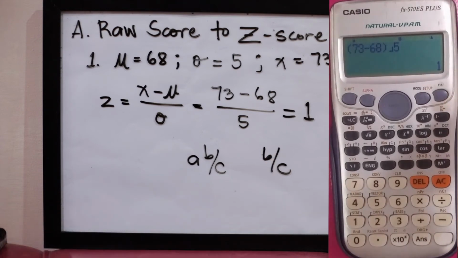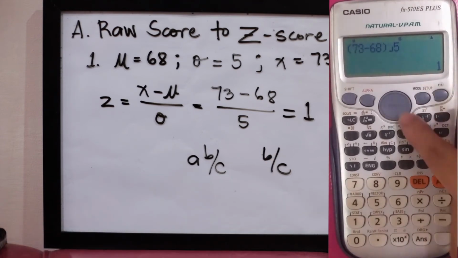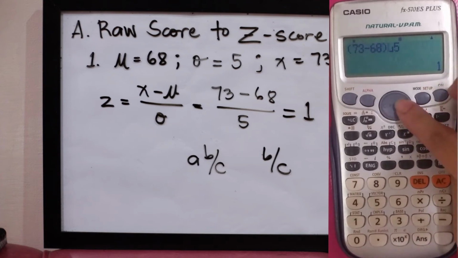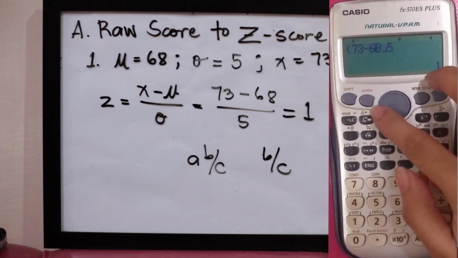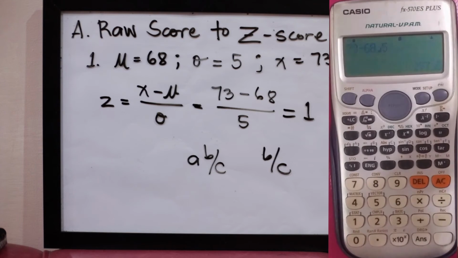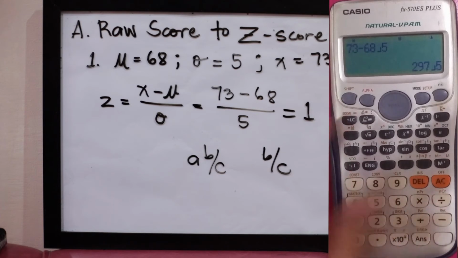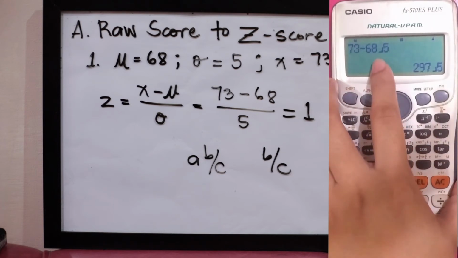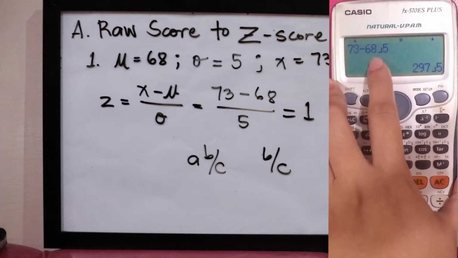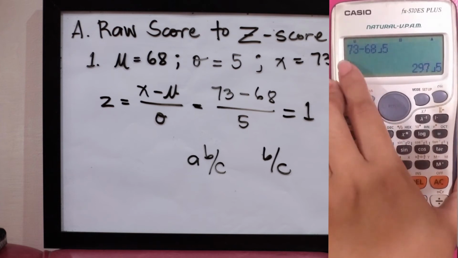Just to show you, if you do not enclose this in parentheses, you'll have a different answer, which would be 297 over 5, and that is not correct. What you are telling the calculator is to divide 68 by 5 first before subtracting it from 73, because of the rules of PEMDAS.